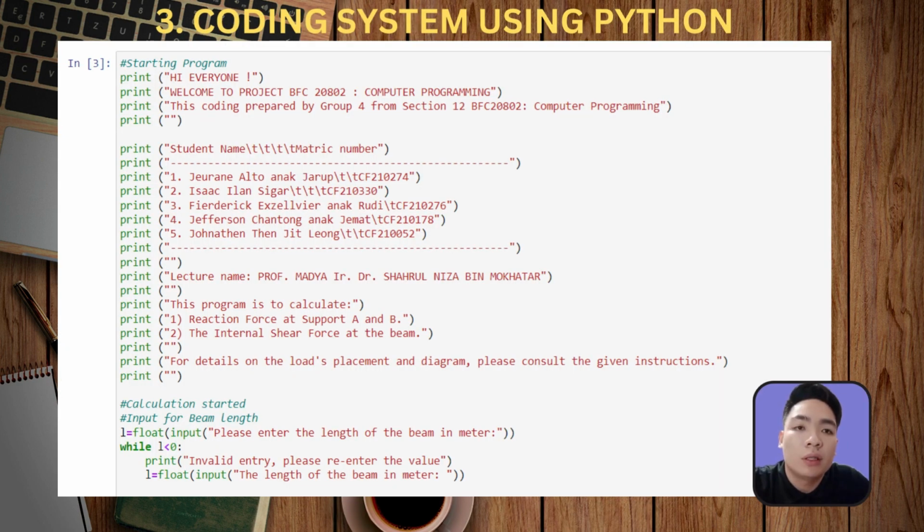So I will present the coding that we have done. First it started with the intro and the welcoming. We also have the student name with the matrix number, together with the lecturer name. The coding started with the calculation for the length of the beam. As you can see, there is also the immediate entry, where we need to re-enter the value.